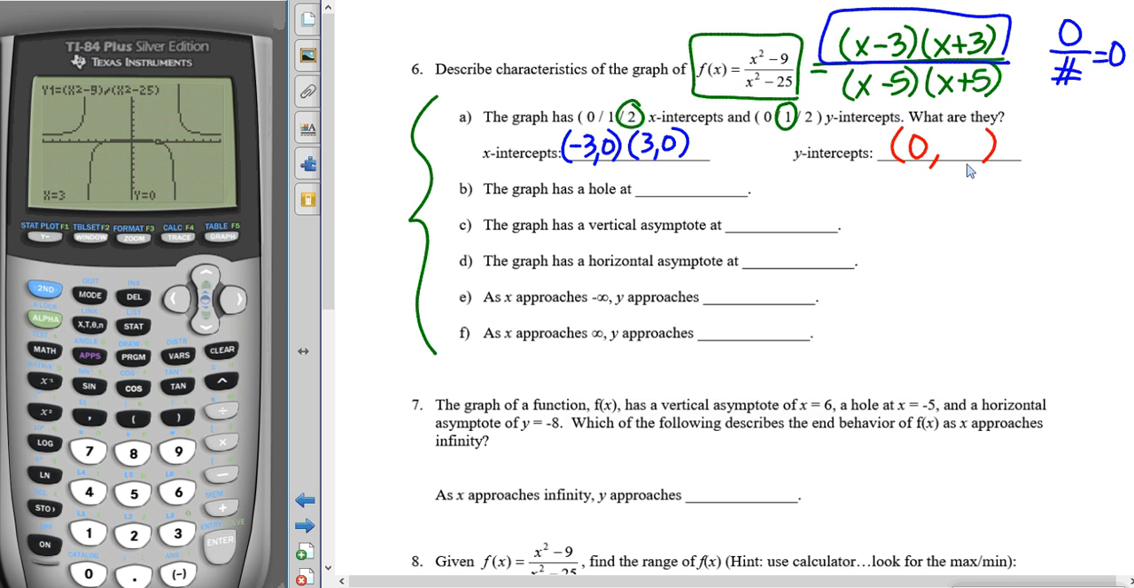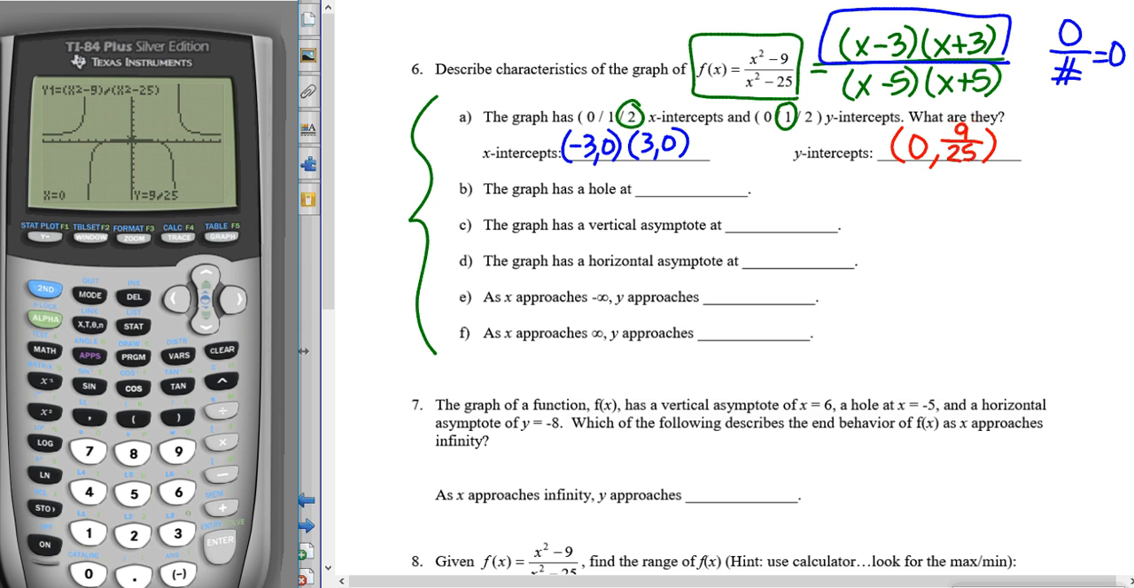For my y-intercept, my x value is always 0. So if I'm trying to figure out what my y value is, I could just plug in x equals 0 right here, and I'm going to get -9 over -25, which will reduce to 9/25. I could also use my calculator to find this. In trace, I just type in 0. It gives me 9/25. If you gave the decimal version, that would be fine too.